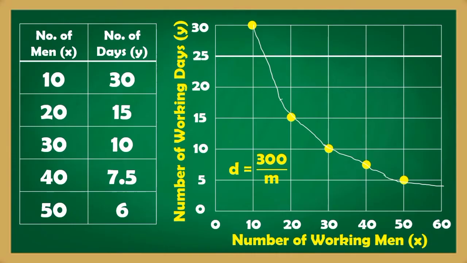And then, yung equation natin of variation, D is equal to 300 over M. So, kung gusto nyong i-check kung tama ba na makukuha natin yung mga values ng D, yung Y natin, yung number of days, so pwede natin i-divide yung 300 dun sa M, so na number of men. Like for example, 300 divide natin sa 10, makukuha yung 30. Then 300 divide natin sa 50, makukuha natin yung 6.